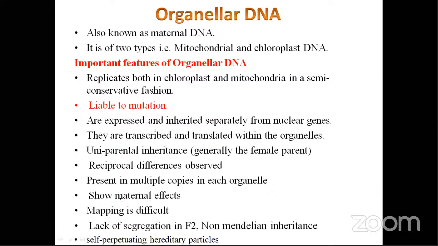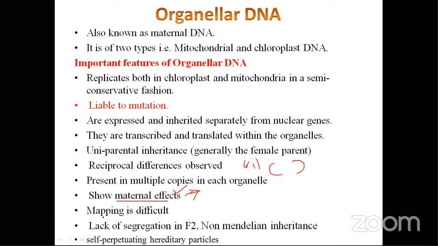What you will see here is the effect on the progeny's phenotype. For a particular trait, let's say something like coiling of snail, that is the example of maternal effect. We'll see that in detail. So whether the progeny will be left-handed coiling or right-handed coiling will depend on the genotype of the mother. That is what is called maternal effect.